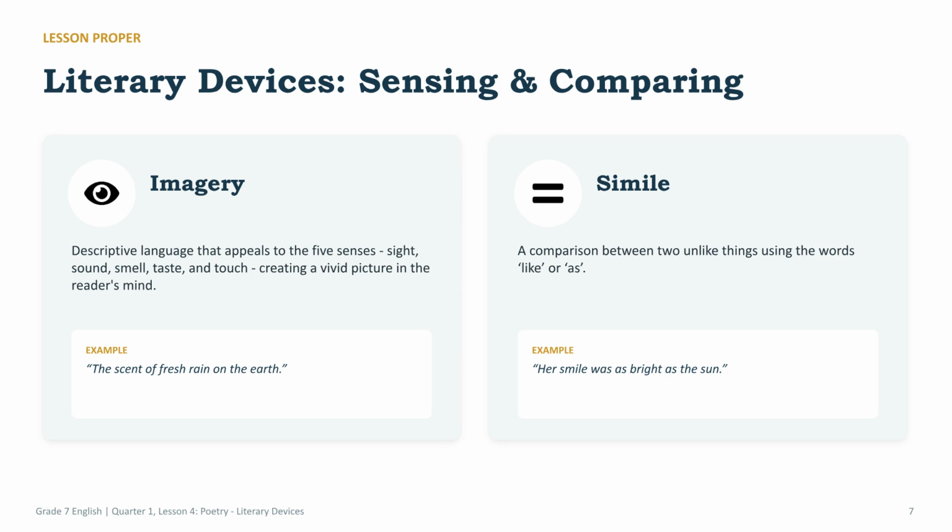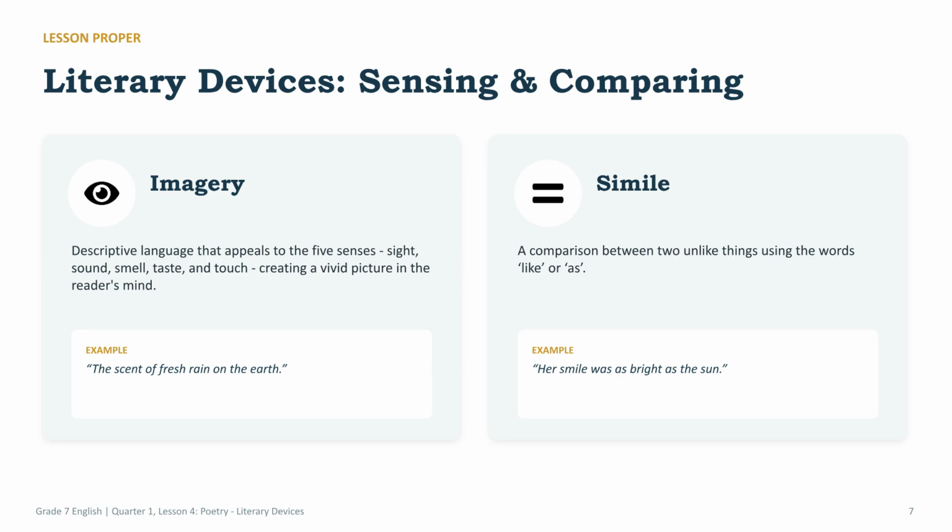First, imagery. Imagery is descriptive language that appeals to the 5 senses: sight, sound, smell, taste, and touch, creating a vivid picture in the reader's mind. Listen to this example. The scent of fresh rain on the earth. Notice how you can almost smell it? That's imagery at work. It doesn't just tell you it rained, it makes you experience the rain.